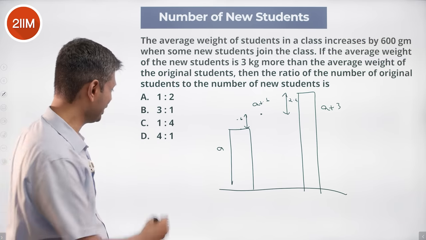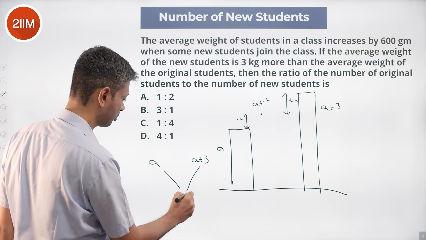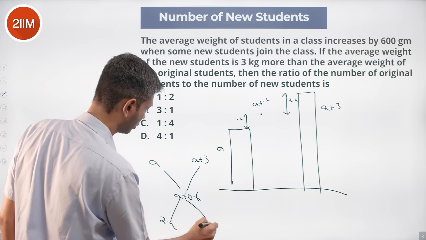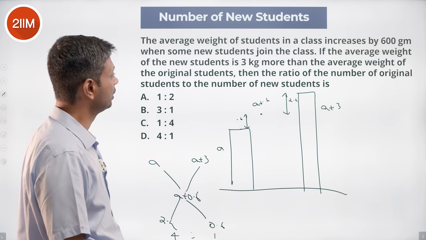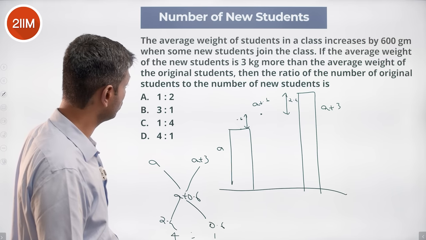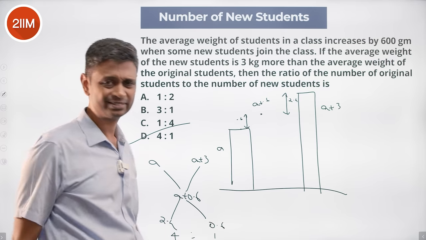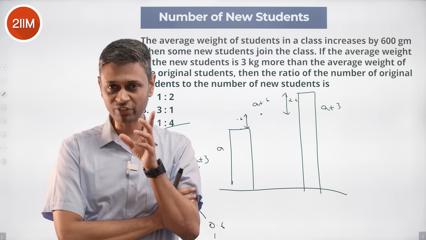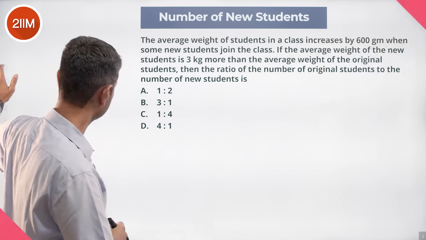Like mixtures and alligations, mix A and A plus 3 to get A plus 0.6. We should be mixing in the ratio 2.4 is to 0.6, or mixing in the ratio 4 is to 1. The ratio of the number of original students to the number of new students, original to new, is 4 is to 1. A classic question of weighted averages. Existing average, new guys, weighted average, we are through. Ratio should be 4 is to 1.